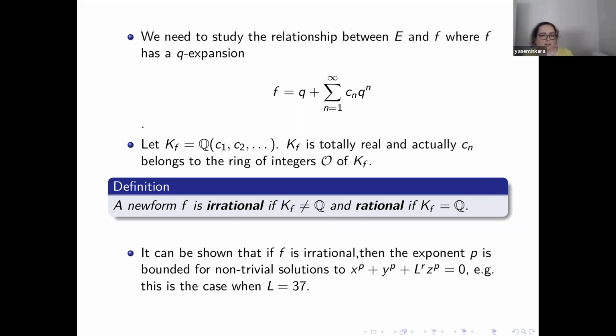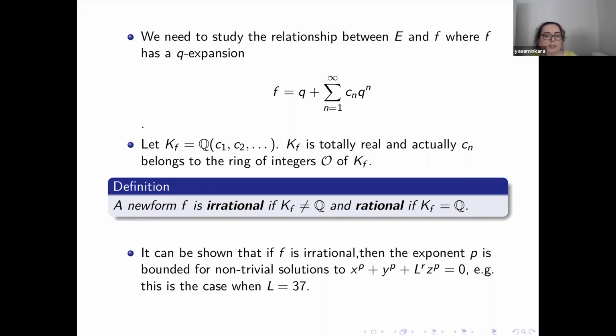Now define a field which you denote by Kf by adjoining the coefficients of your modular form to Q. And actually, in this case, you can prove that this Kf is totally real. And the coefficients c_n belong to the ring of integers of Kf. And here there's a definition. Any form F is called irrational if this Kf is not equal to Q. It's called rational if this Kf is equal to Q.